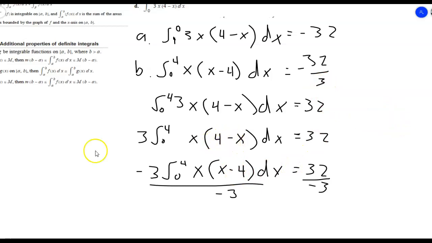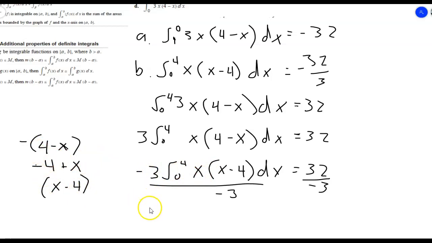Going back to this right here, think about it this way, I'll do this off to the side. 4 minus x: if I multiply through by a negative, that becomes negative 4 plus x, which is the same thing as x minus 4. That's what I did there, and then I just pulled that negative out front.